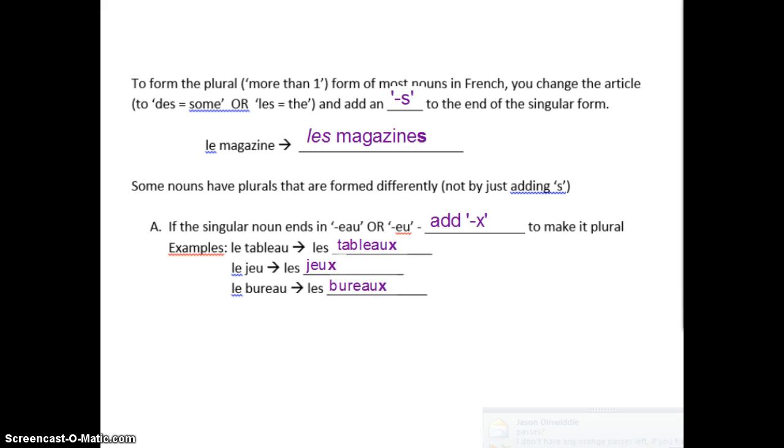to make it plural. So you change it from le tableau, the board, to les tableaux, the boards. You change it from le jeu, which is the game, to les jeux, the games. And you change it from le bureau, the desk, to les bureaux, the desks. I realize that you can't hear the difference, but you should be seeing the difference here on your screen, and I definitely put the X's in bold so that you can notice that.